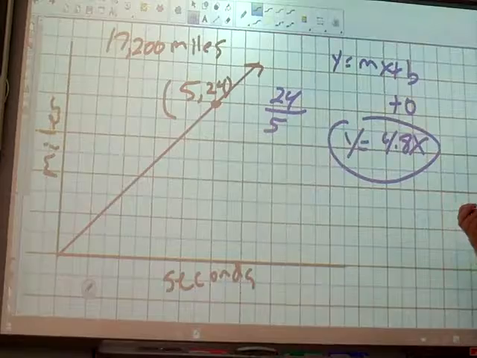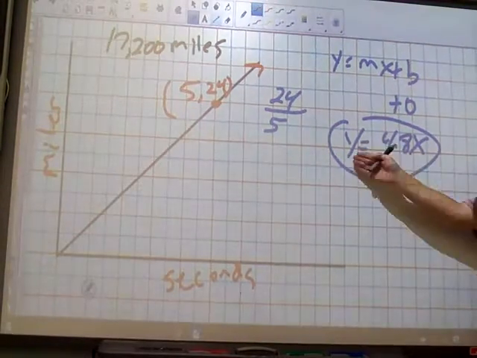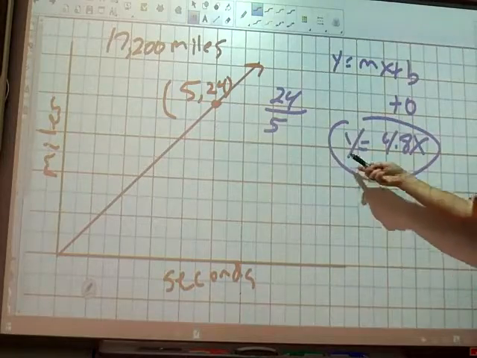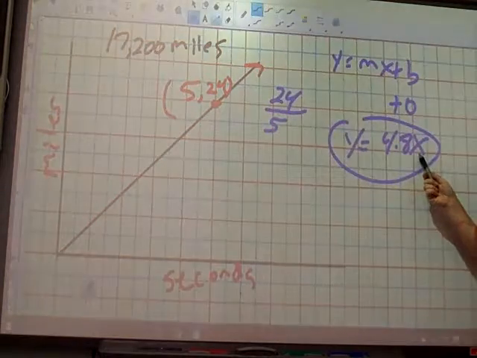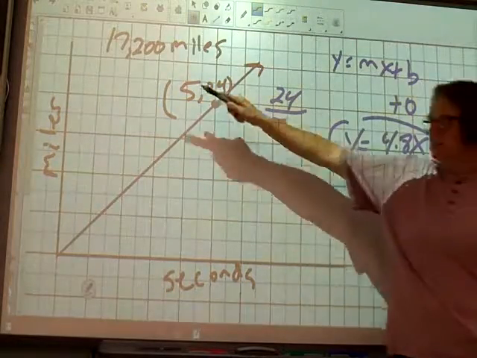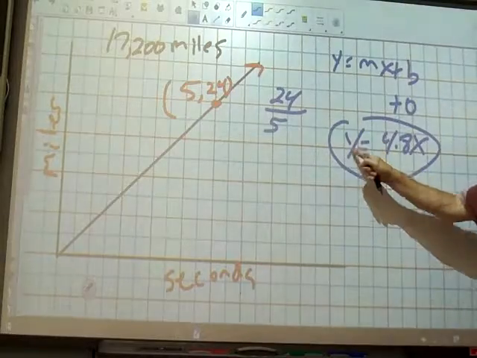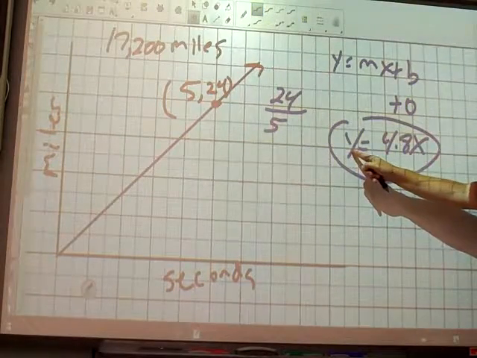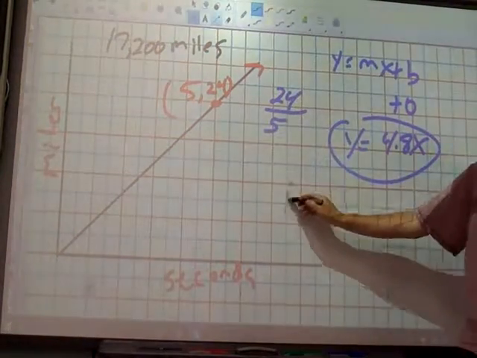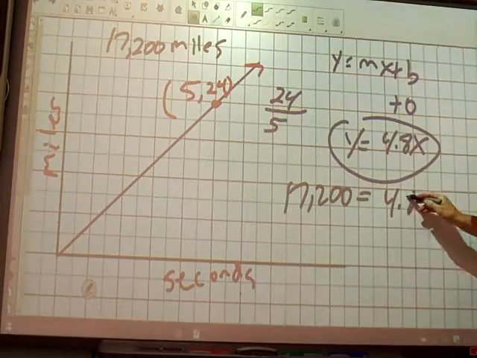But you know, and we've already discussed where I could plug 17,200 into this equation. Did the y stand for miles or did the x stand for miles? The Y, because it's on the Y-axis. You with that? So I can say, put the 17,200 in for that Y, right? Yeah, so then divide by 4.8. You're right. 17,200 equals 4.8x.